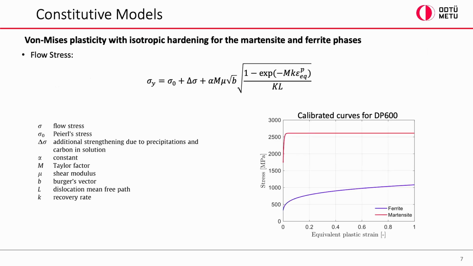In this work, I'm using a J2 plasticity, a von Mises plasticity model, for the two phases, using a phenomenological hardening rule, an isotropic hardening rule actually. This is mainly taken from the literature for the DP600, and we calibrated the hardening for the two phases to achieve the homogenized macroscopic curve.